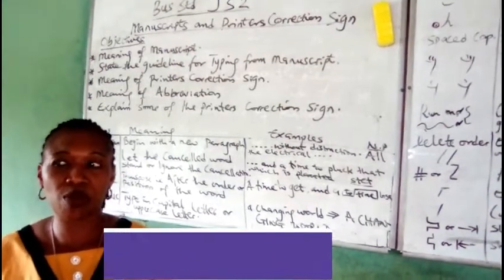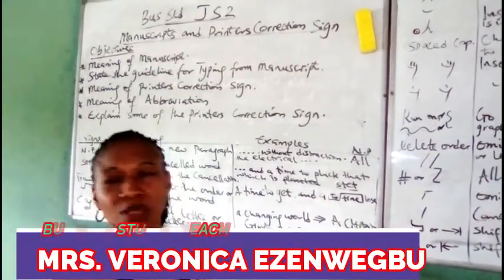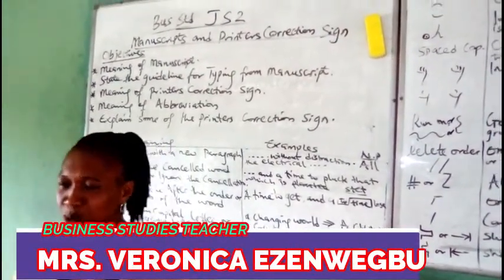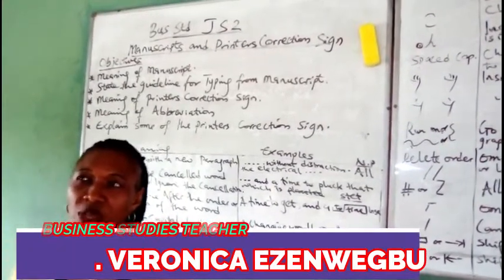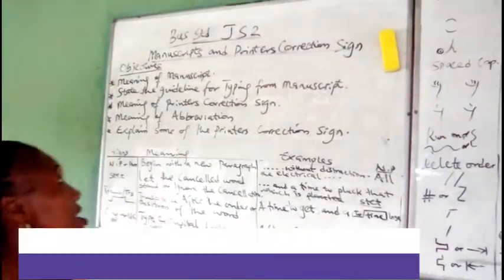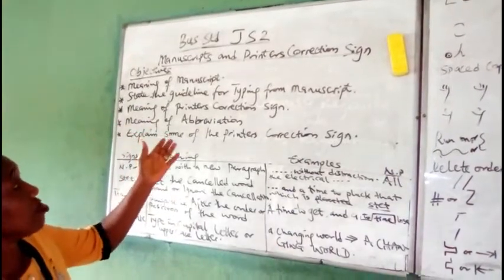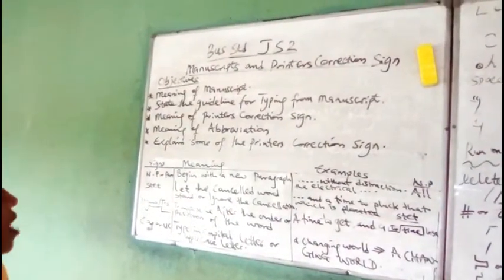Business teacher, Ezemebu Veronica. Last week we treated Petty Cash Book. And this week what you have in your scheme of work is manuscript and printers correction sign.